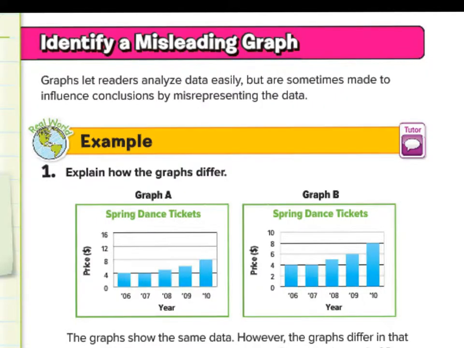So as you know, the main point of this lesson is how to identify a misleading graph. Graphs let readers analyze data easily, but are sometimes made to influence conclusions by misrepresenting the data.